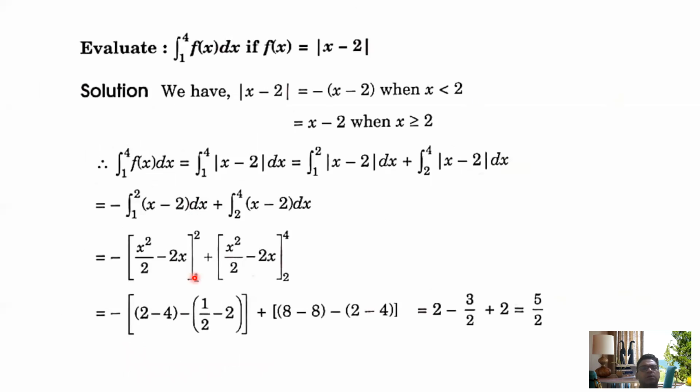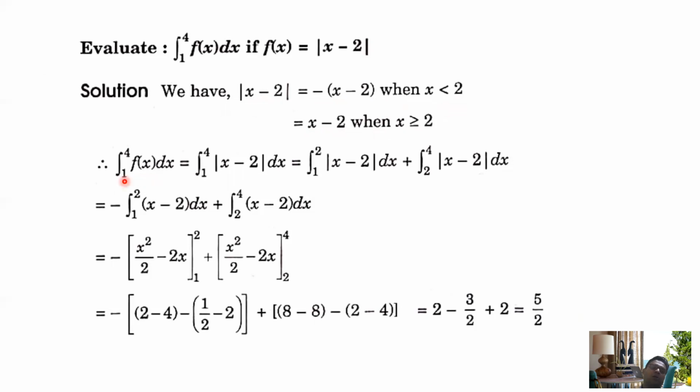Next question, this is also a very important question for you. Integral 1 to 4 f(x) dx, if f(x) is equal to mod of x minus 2. So already you know your mod x can be represented as plus y or minus y. So we have mod of (x minus 2) is equal to minus of (x minus 2) when x is less than 2, and (x minus 2) when x is greater than or equal to 2.